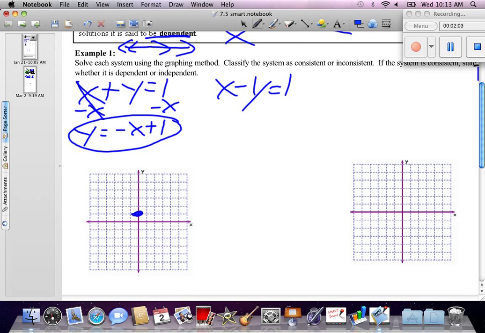Kenya, what's the slope for the one I circled right here? 1 over 1. Negative 1. Good. Negative 1 over 1. So I go down 1 over 1, down 1 over 1.